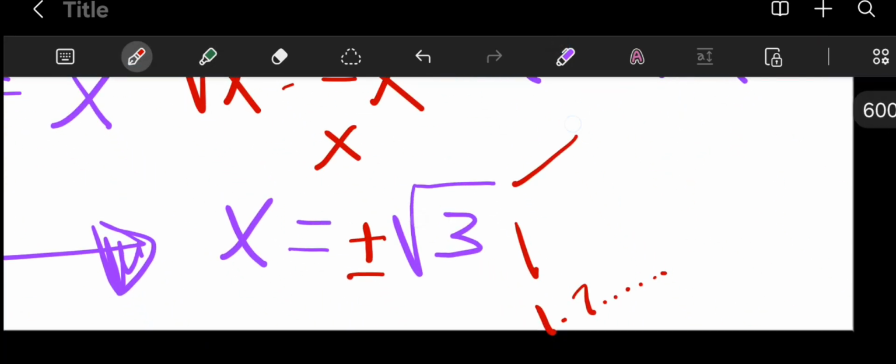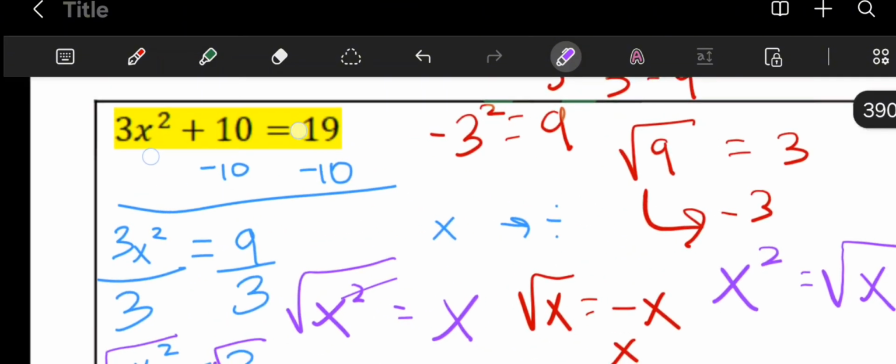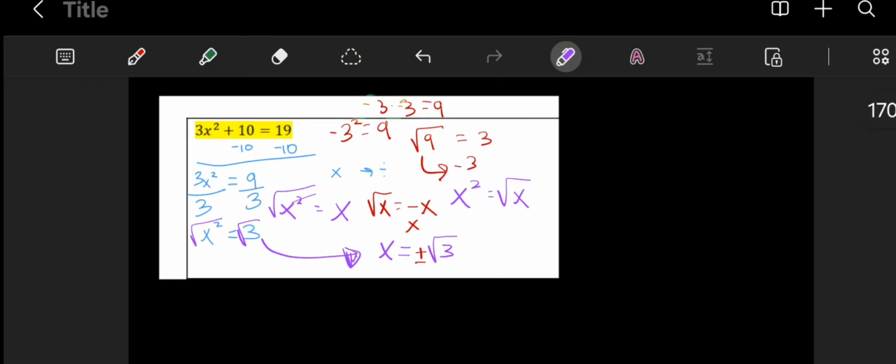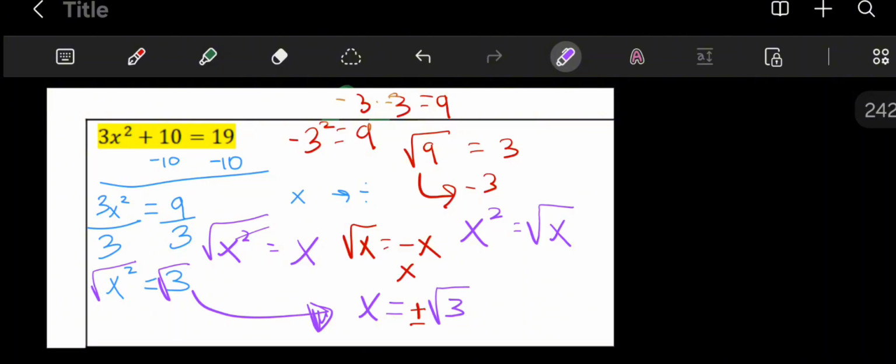So if you wanted to be super specific, you could say plus or minus the square root of 3, which is just the positive of whatever this value is, or the negative. But we actually don't need any of this, and we can just leave it right at that. And that's what x is. It's really just doing the inverse to be able to get x all by itself. So let's move on to the next question.